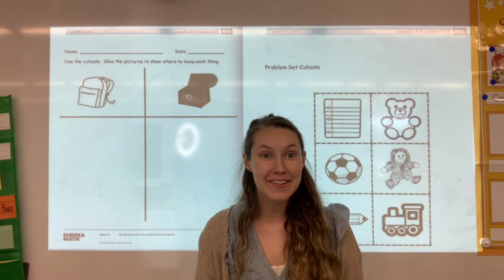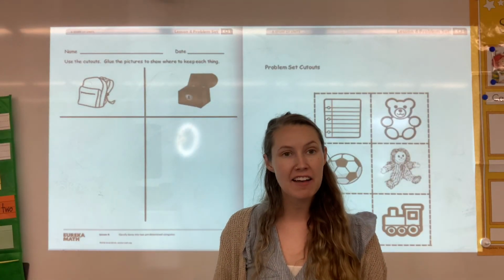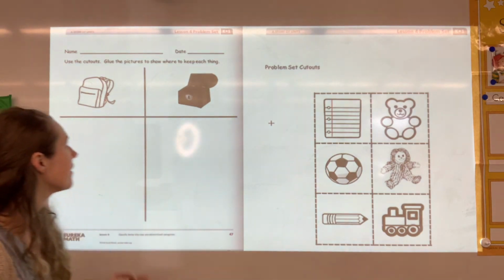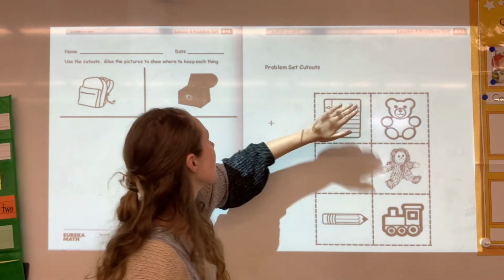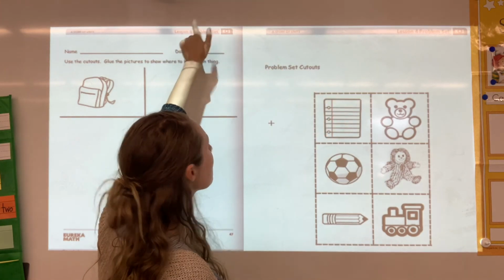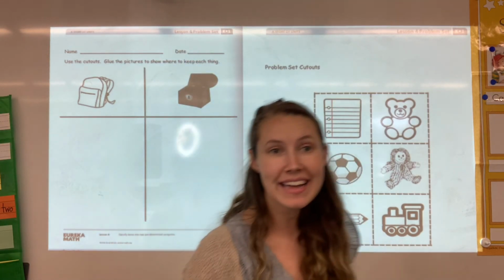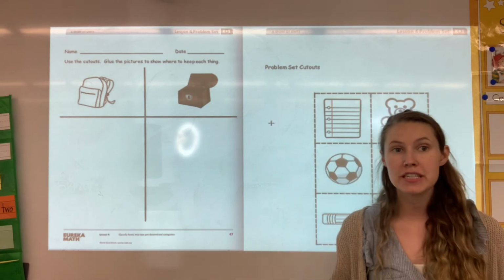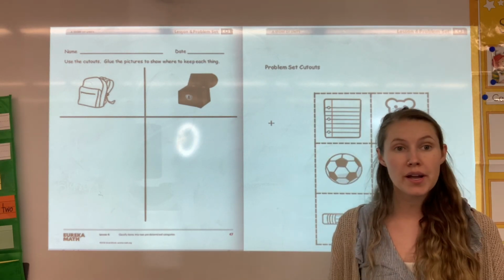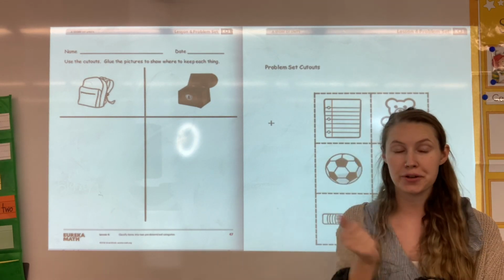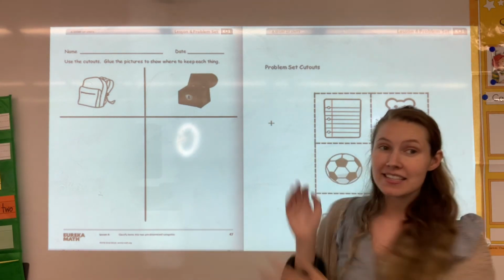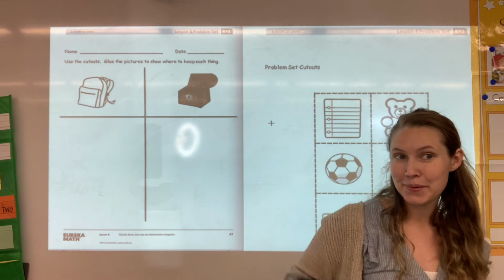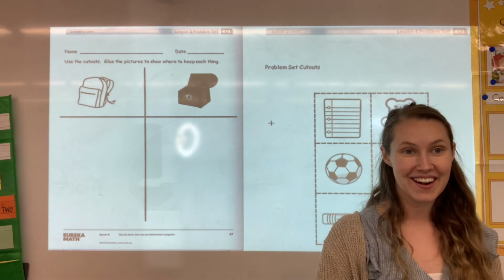All right, friends, so in your math packet, you have pages that look like this. The first page looks like this, and the next one looks like this. These are lesson 4 problem set. So go ahead, get out your math packet and turn to this page. You're also going to need scissors and glue. So make sure you have your packet on these pages, scissors and glue. And we will get started.